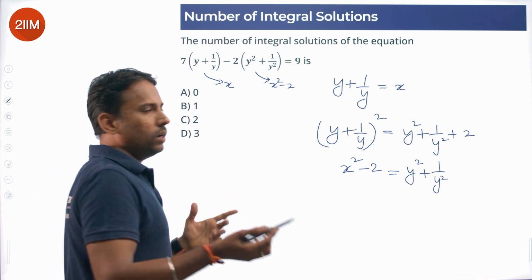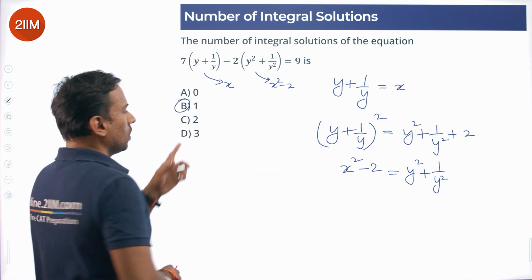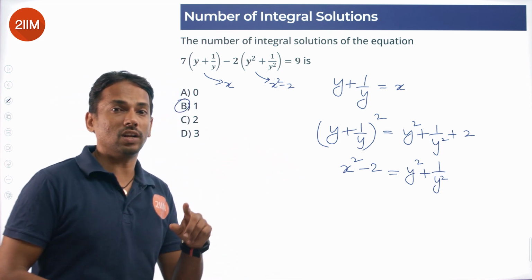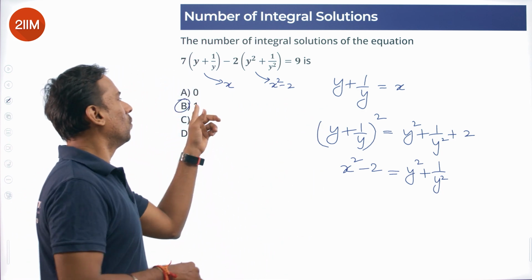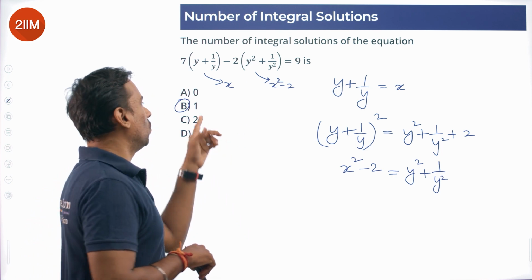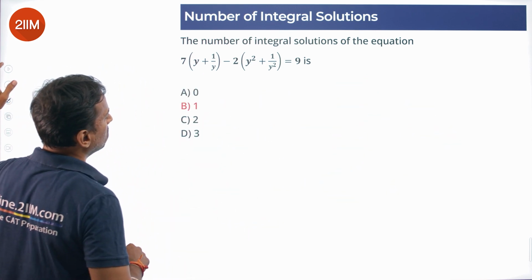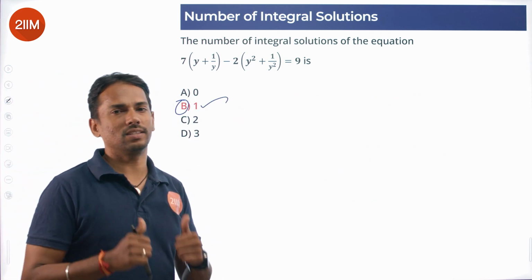But that is not required. How many solutions? One solution, option B. 1 is going to be the answer. Just because we got the answer as y equal to 2, the answer is not 2. The question is not asking for what is the value of y. The question is asking for how many values y can take. How many integer values y can take? One value. So 1 should be the answer. We'll verify this. We are perfectly right. Option B, 1 is the right answer.